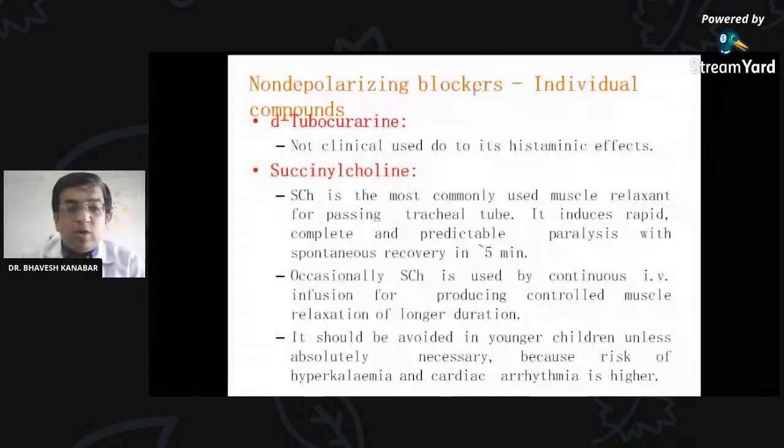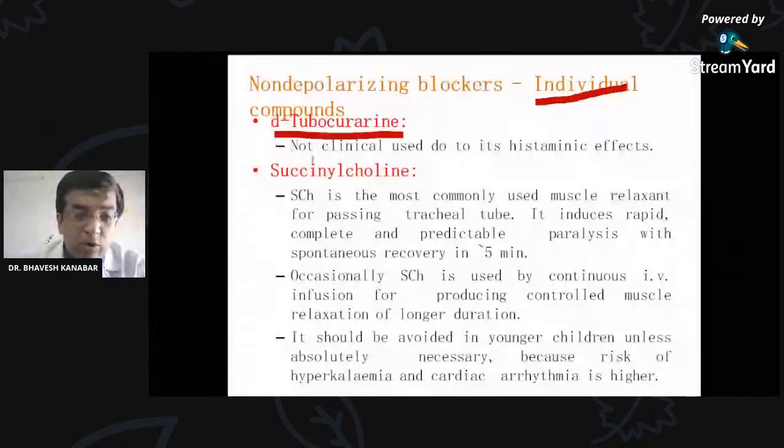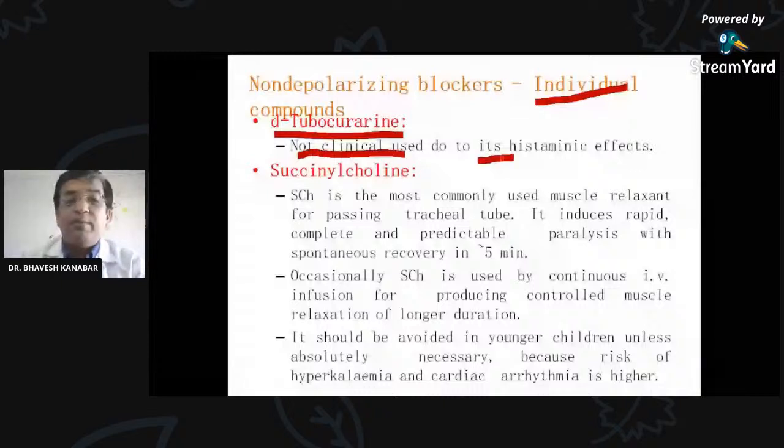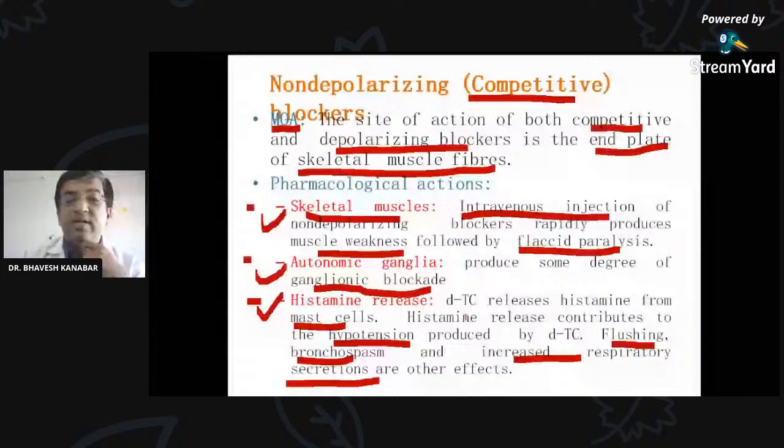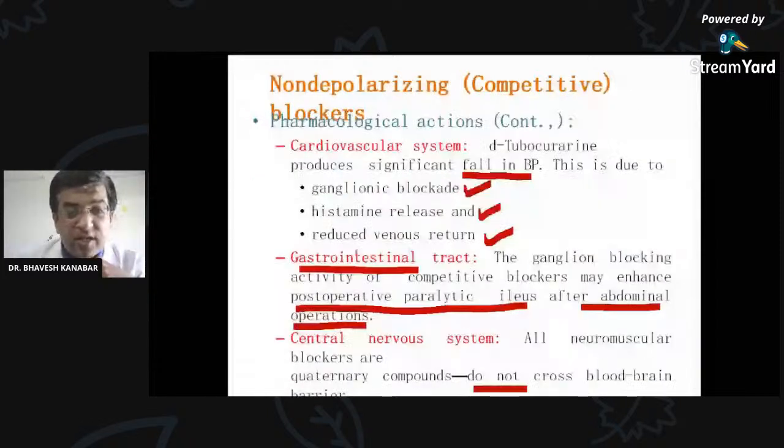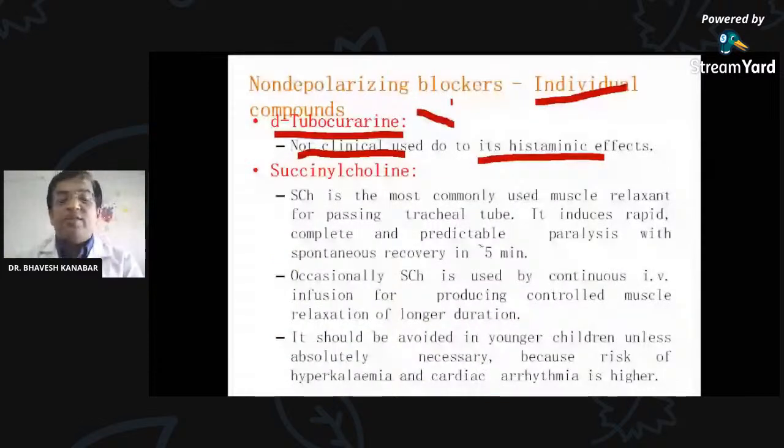Non-depolarizing blockers, individual compounds. You have seen that there are a variety of non-depolarizing blockers. First of all, D-tubocurine is not clinically used due to its histaminic effect. Remember that the histamine release is because of DTC, that is D-tubocurine. So because of this, D-tubocurine is not used clinically.